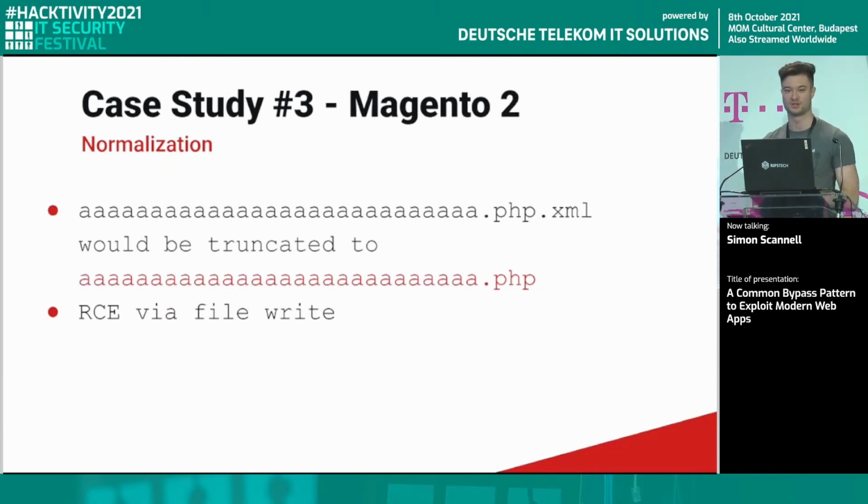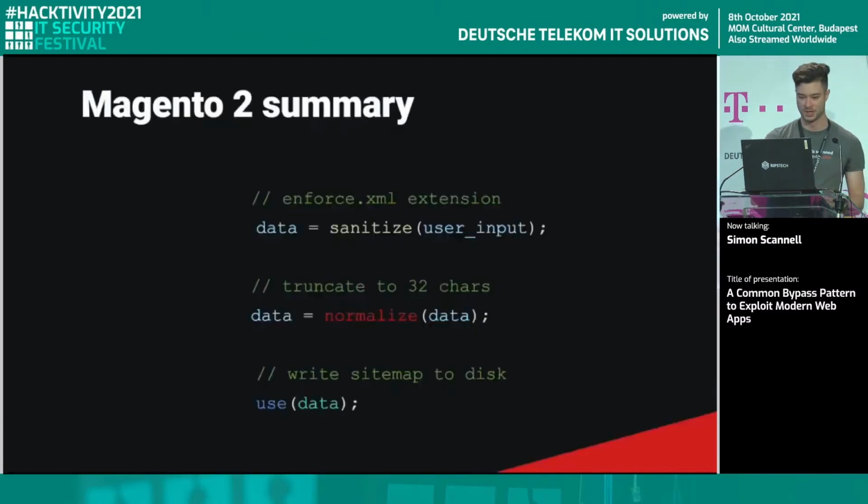Now, this was pretty interesting because we could create a file name with 36 characters, with A's just to fill up, create some padding, and a .php.xml extension, which would pass the XML extension check just because it's an XML. It's pretty straightforward how to perform this. And then it would finally be truncated. So the XML file extension would be cut away from the file name. And then we have an RCE via file write, which was kind of easy to get.